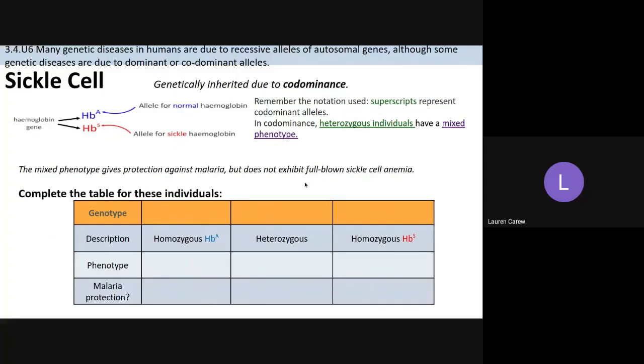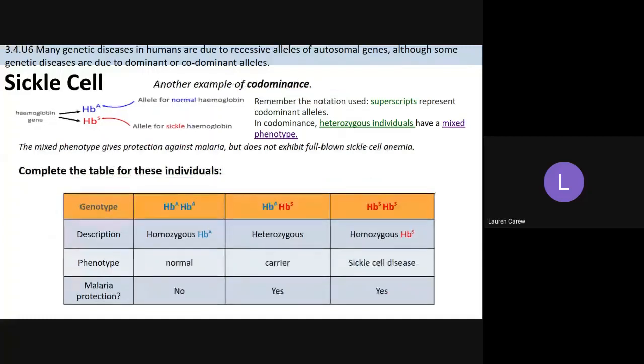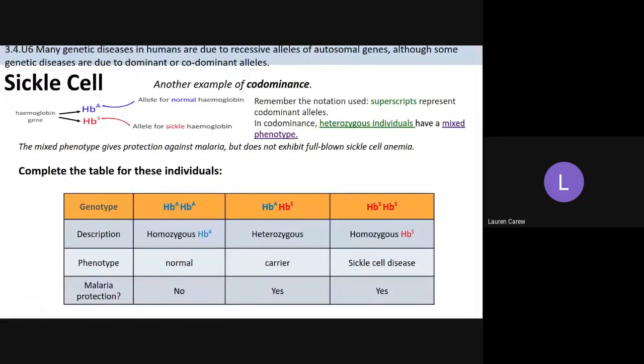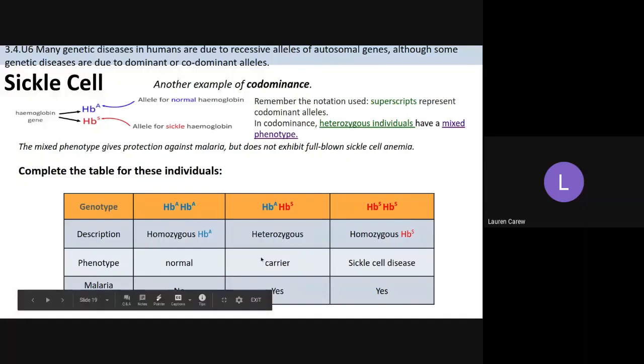If we look at these genotypes, there are 3 options, just like any other particular gene or trait. If you have 2 normal alleles for hemoglobin, and you are homozygous for normal hemoglobin, the phenotype is normal. These people have normal red blood cells and normal hemoglobin and are not protected against malaria.